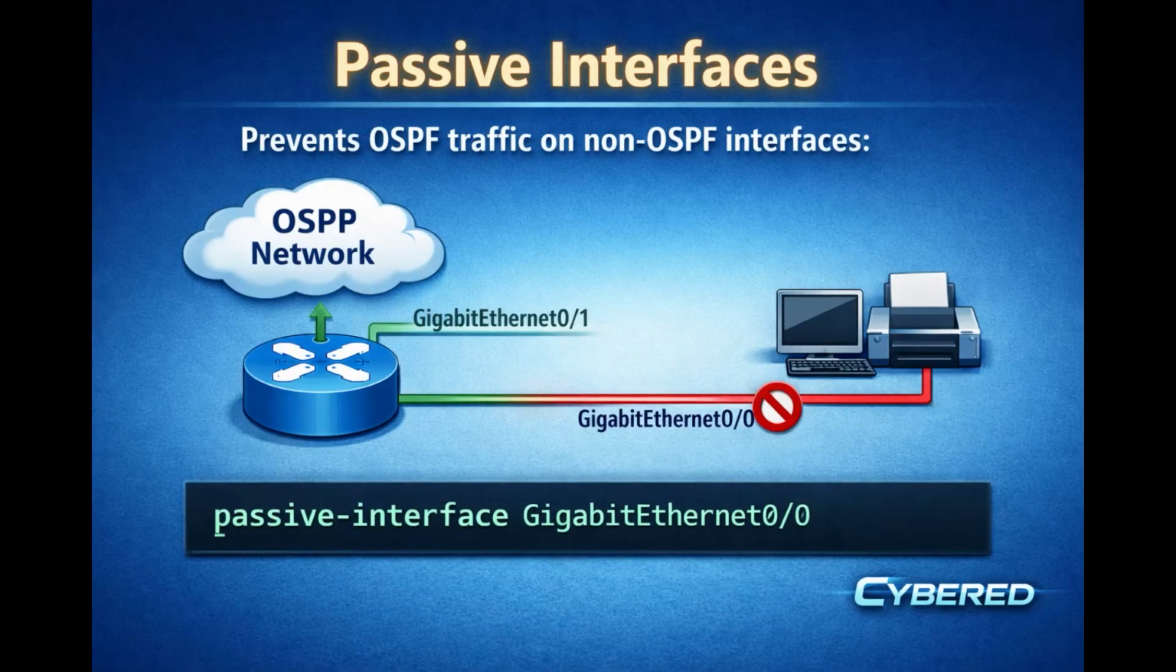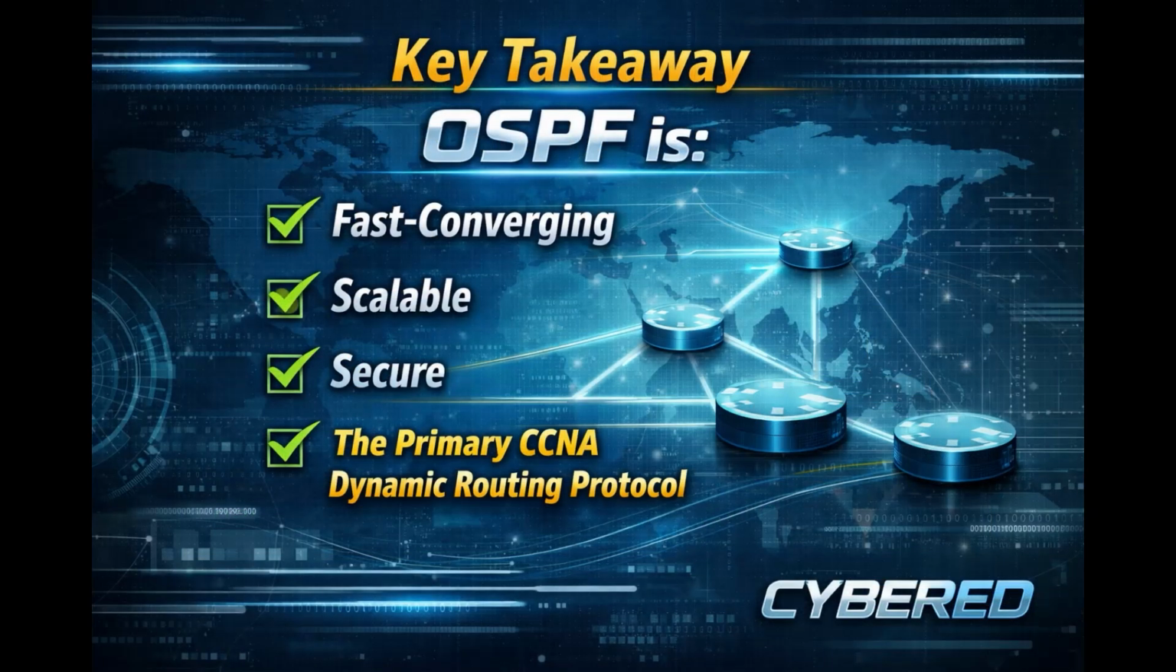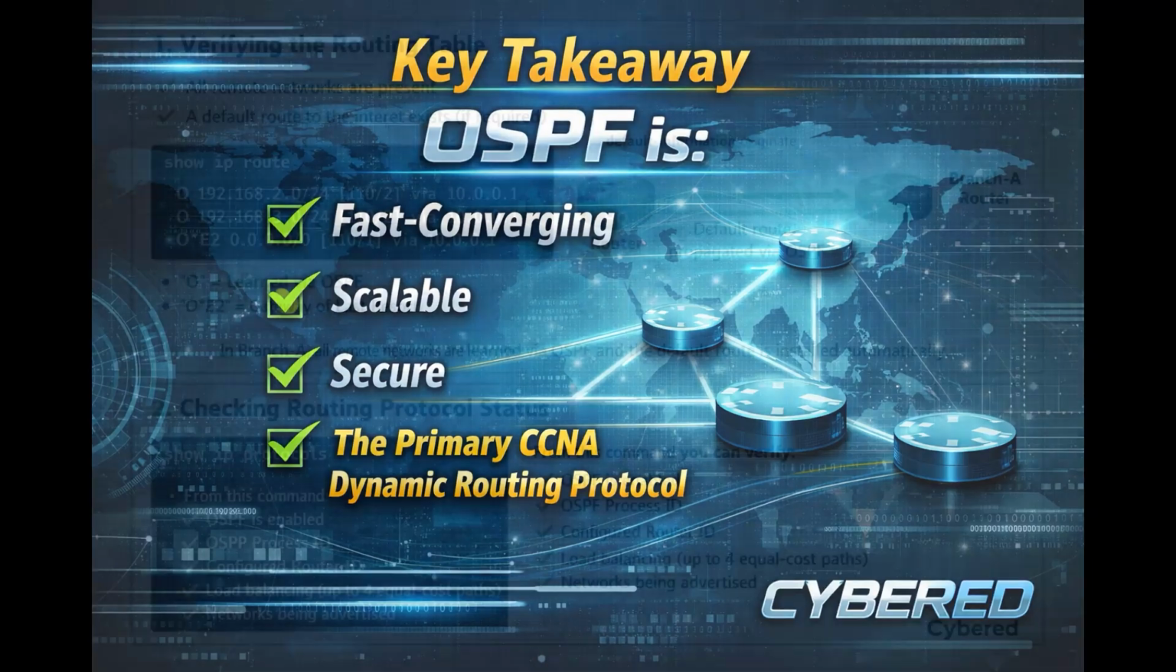Moving on to passive interfaces. This prevents OSPF traffic on non-OSPF interfaces. And that's passive-interface GigabitEthernet 0/0. Key takeaway, OSPF is fast converging, scalable, secure, and the primary CCNA dynamic routing protocol.